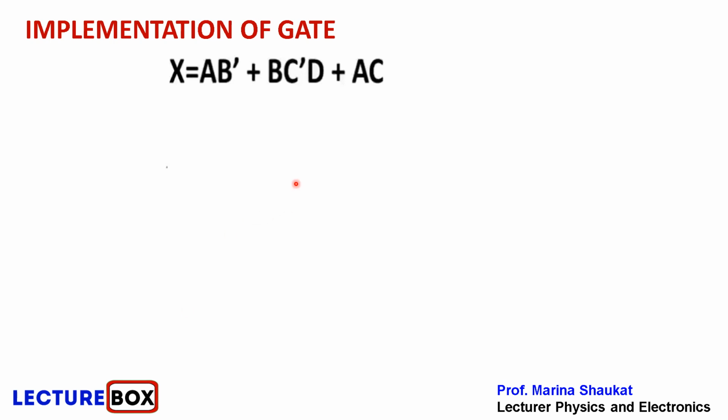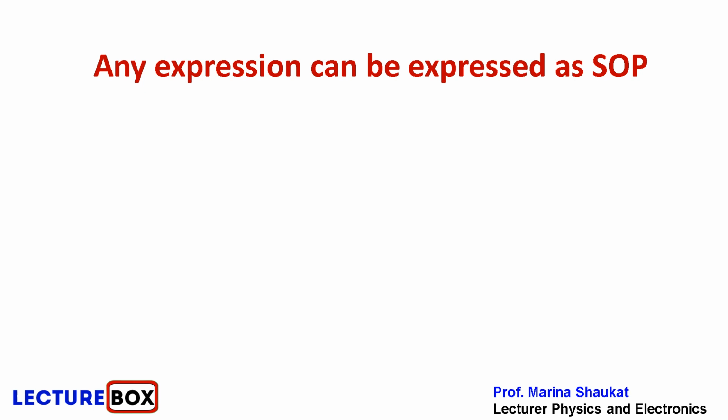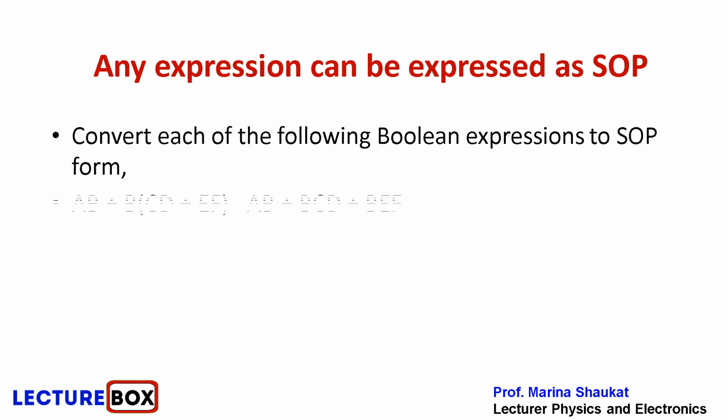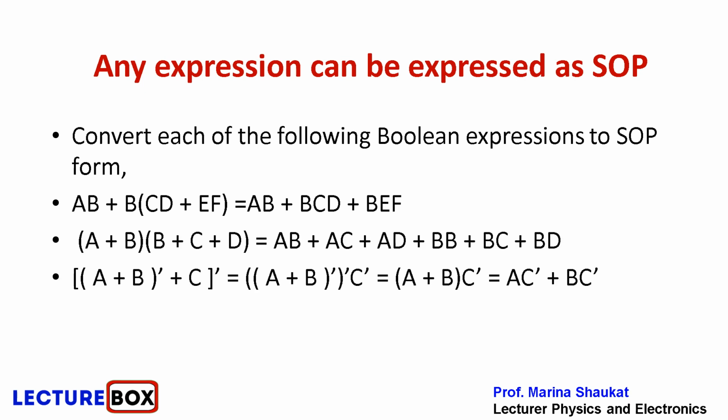The outputs of all these three gates are going to be entered into a 3-input OR gate, and X will be my final result. We can express any expression into an SOP form. For example, there are 3 expressions. Let's have a look at the second one, A plus B, which is multiplied by B plus C plus D.